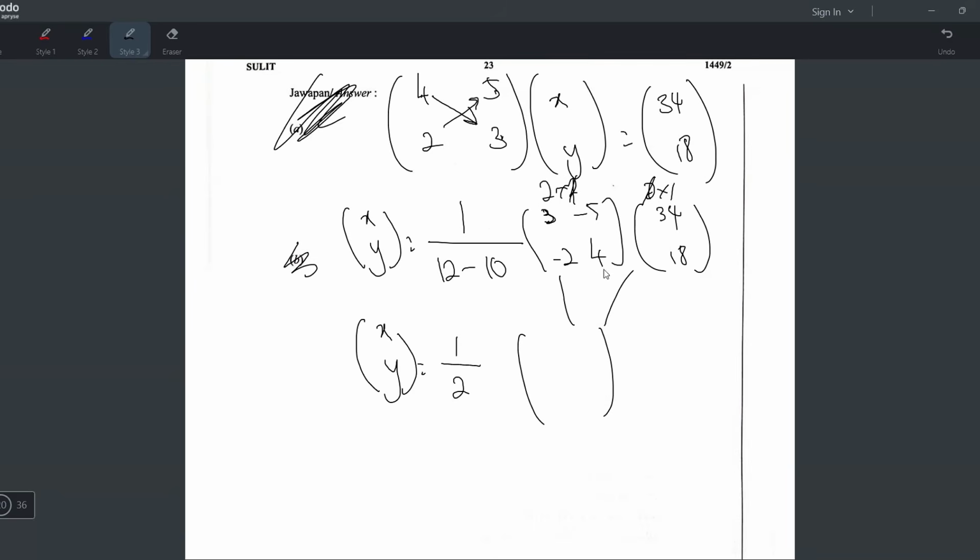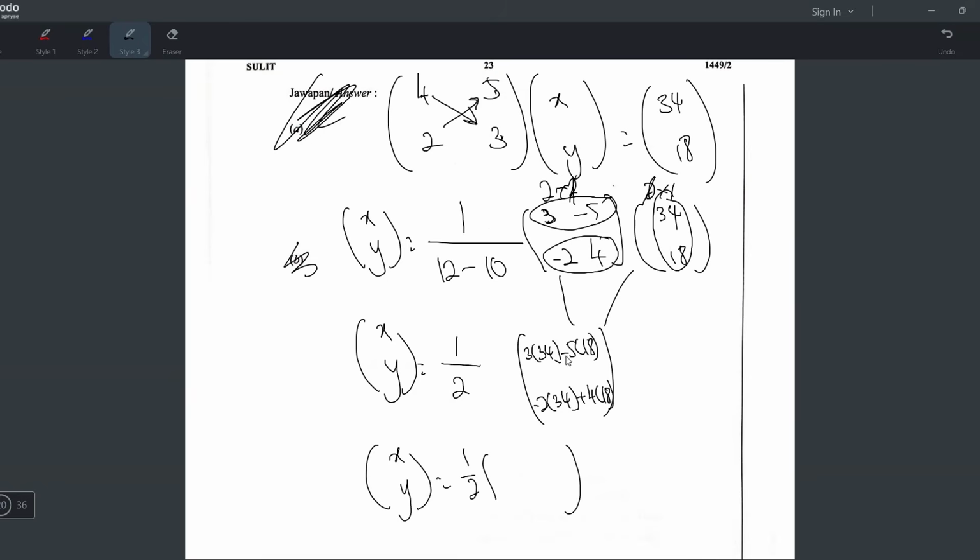And how do we multiply? There is a special way, you must take horizontal times vertical. 3 times 34, negative 5 times 18. And then go to the second row, same column, and repeat the same process. Negative 2 times 34, plus 4 times 18. I write plus because nothing in between means plus. Now don't multiply with the fraction yet, because inside here we can calculate. So we press this first. 3 times 34 minus 5 times 18, 12. Negative 2 times 34 plus 4 times 18, 4. Now only multiply with the fraction.